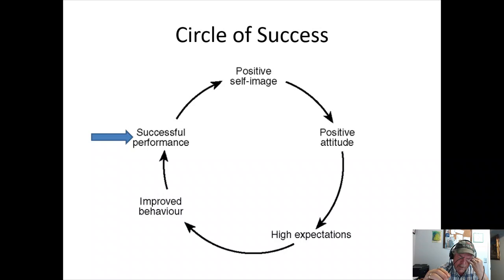Circle of success. I've seen several textbooks that have a circle of success that's very limited. It's like a back and forth, and it just bounces around. This one I think is better. I want to start with successful performance. That's why the arrow's there. You can start anywhere on the circle of success. That's the whole idea of a circle.